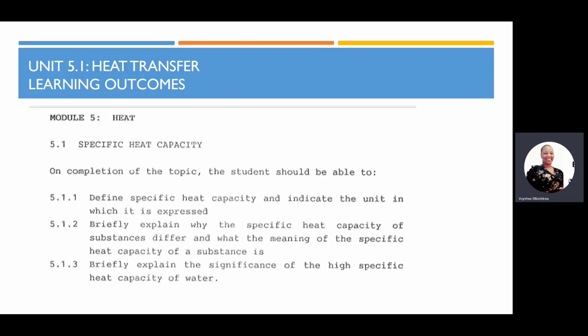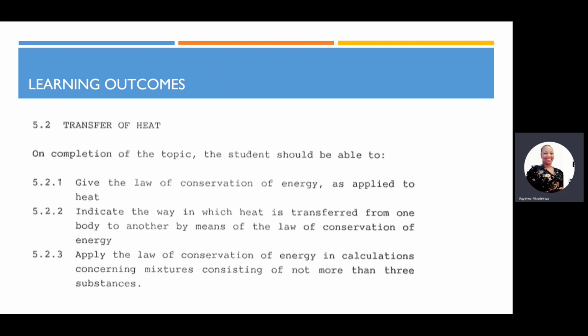On completion of the topic, you should be able to define specific heat capacity, briefly explain why the heat capacity of substances differ, and what is the meaning of the specific heat capacity of a substance, and explain the significance of the high specific heat capacities of water. I won't really go into the theory. We covered that in N1 and N2. I will focus mostly on solving problems.